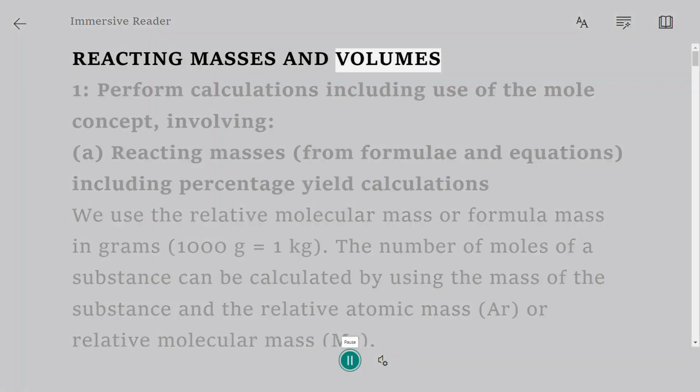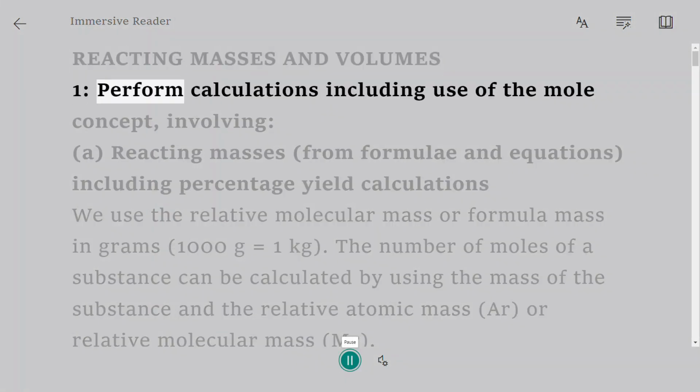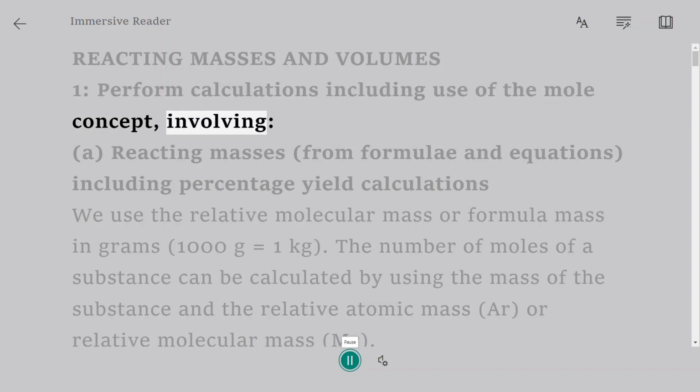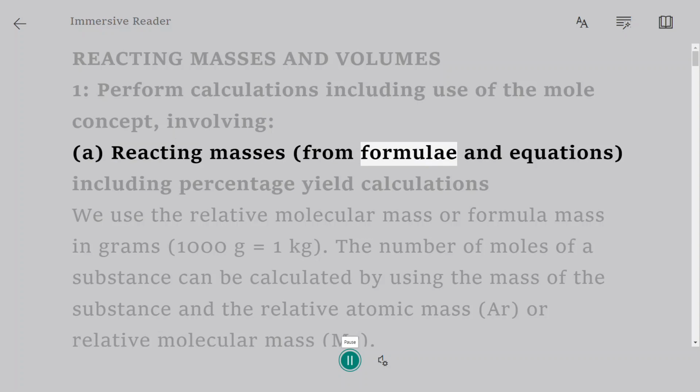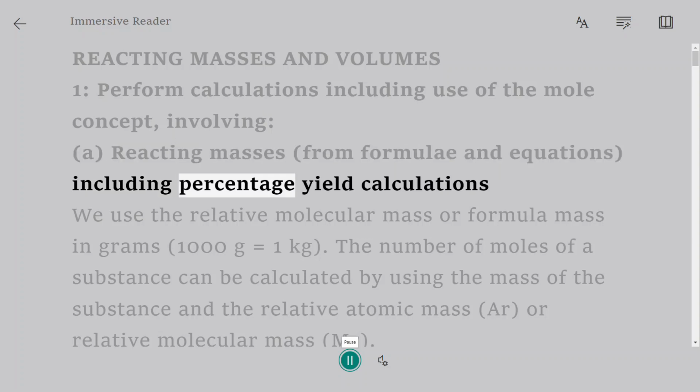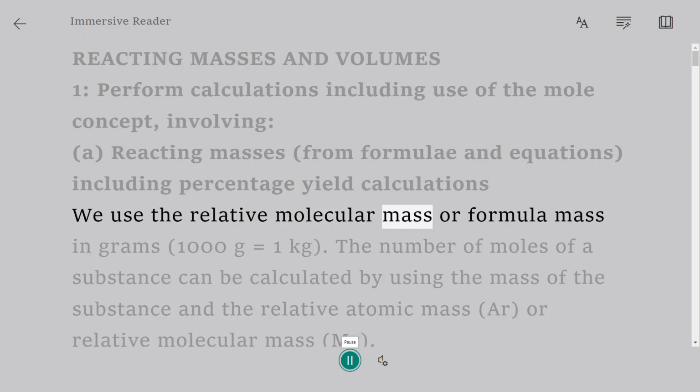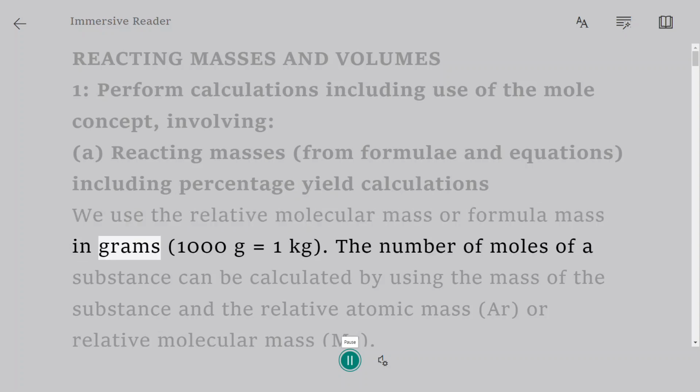Reacting masses and volumes. 1. Perform calculations including use of the mole concept, involving reacting masses, from formulae and equations, including percentage yield calculations. We use the relative molecular mass or formula mass in grams; 1000 g equals 1 kilogram.